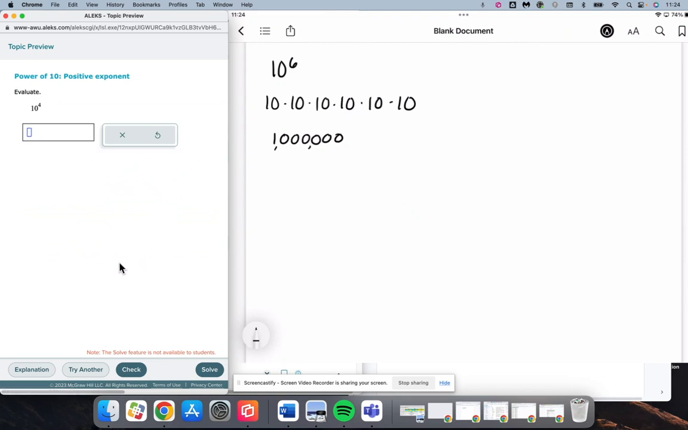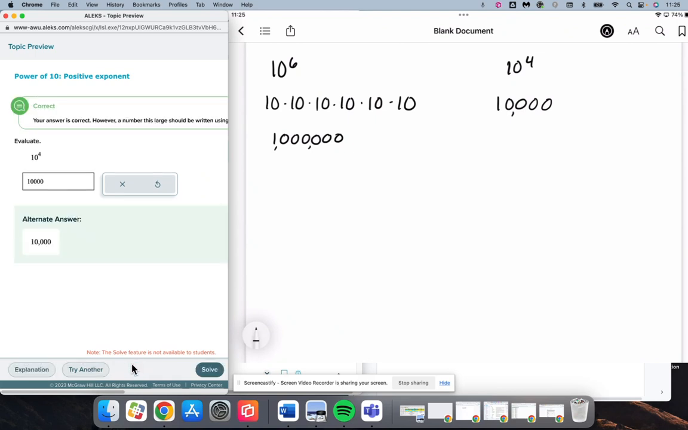So 10 to the power of 4. Again, this is 10 times 10 times 10 times 10. But I don't even need to write that because all I need to know is that I'm going to have a 1 with 4 zeros after it. So now would be a good time to get good at recognizing that when you have a 10 with an exponent on it, it basically just tells you how many zeros are going to be stuck on the end of that number.